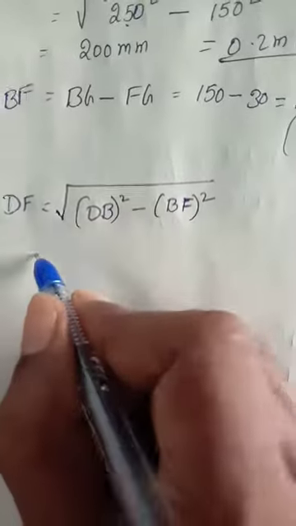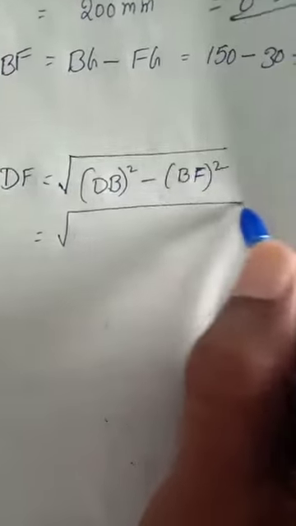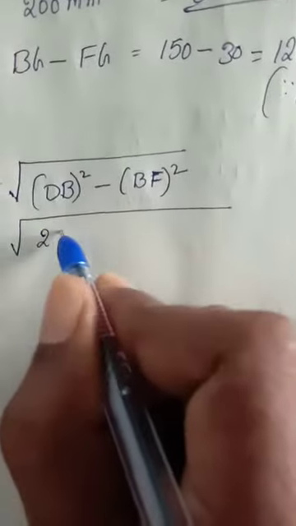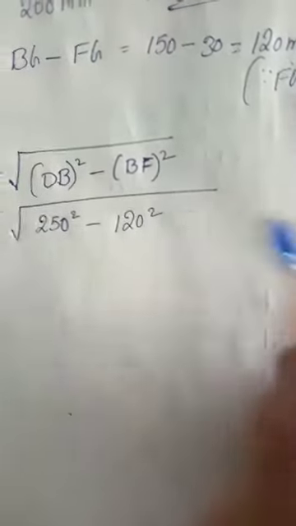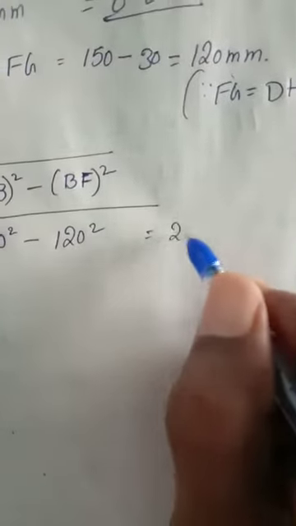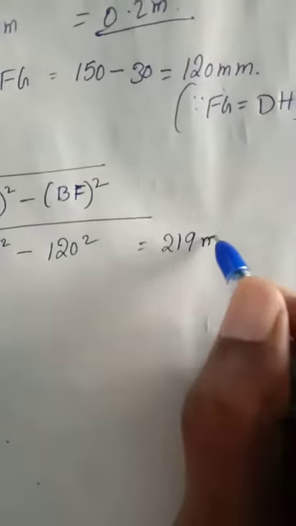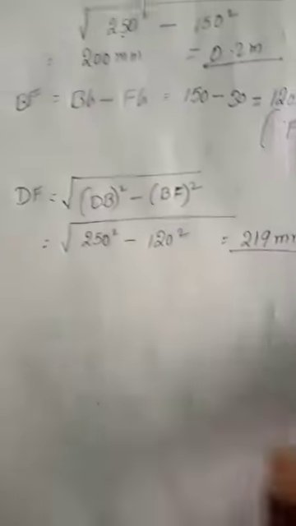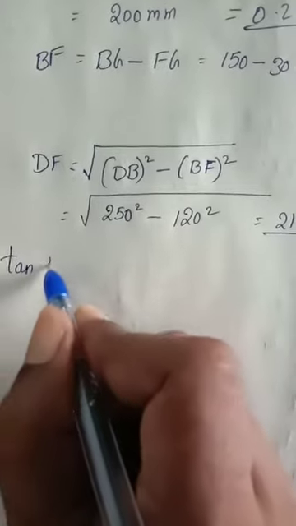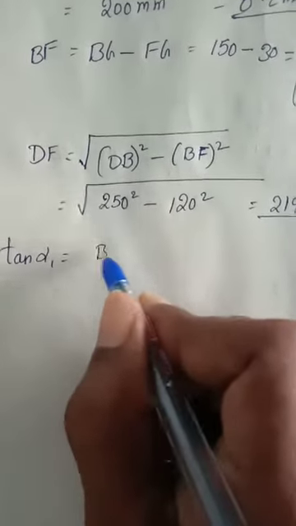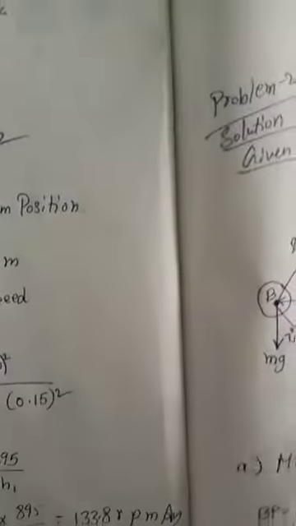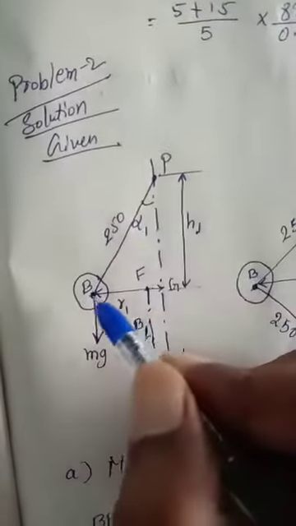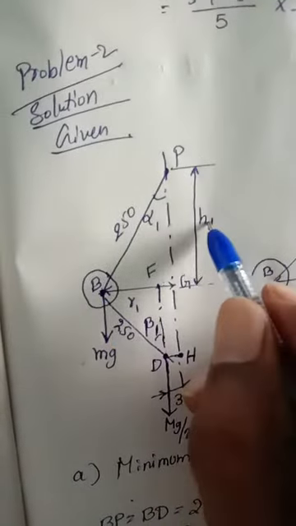So now all values we know very well. I am just going to substitute the values: 120 whole square. Then here the answer will come 219 mm. And now here tan alpha 1 is equal to BG by PG. So that is called H1. So BG we already know.